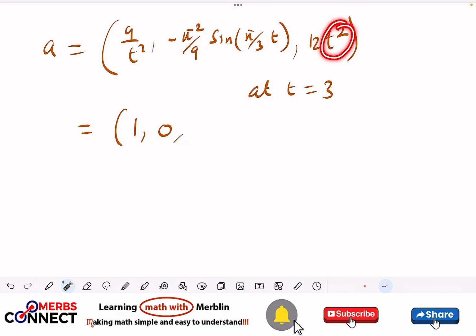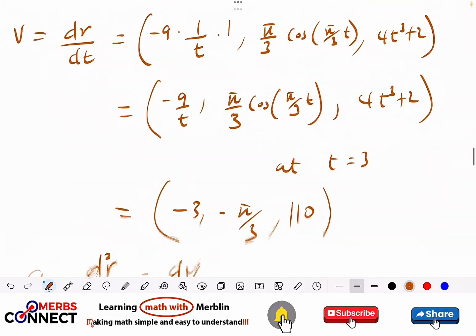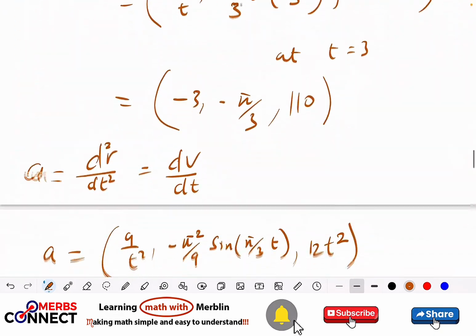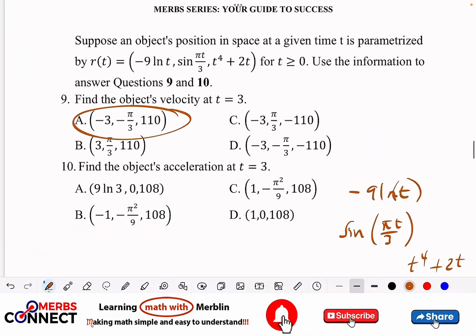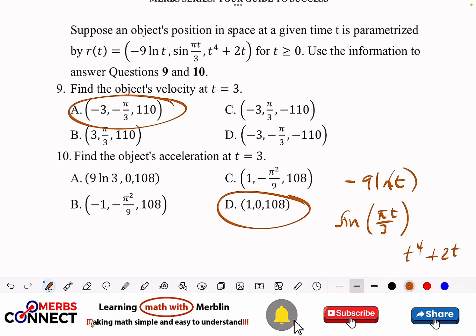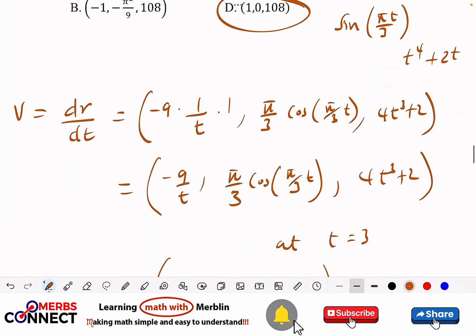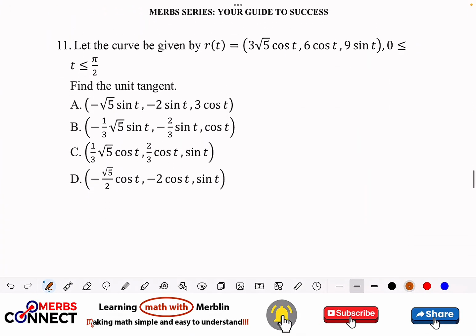Plug in 3 here. 3 times 3 squared is 9. 9 times 12, let me check the options, which will help me. 108. Good. So this is going to give us 108. So the answer is 1 and 108, which is D. Let's look at question 11. So question 11, we want to look at the unit tangent.